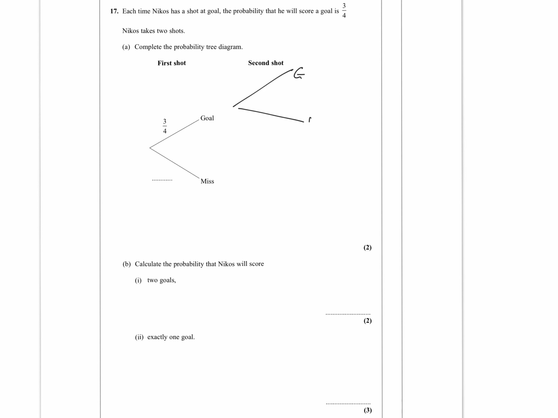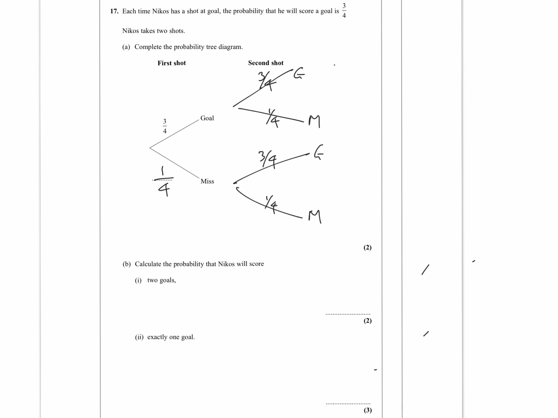He gets a goal or a miss. A goal or a miss. He scores with 3/4, therefore he doesn't with, well, that's a quarter. And it carries on. Each time it's the same, it tells us. So 3/4, a quarter, 3/4, a quarter. Okay, and I'm going to fill this in.